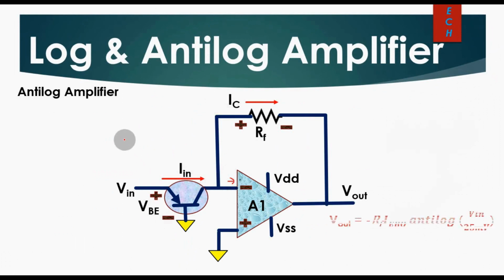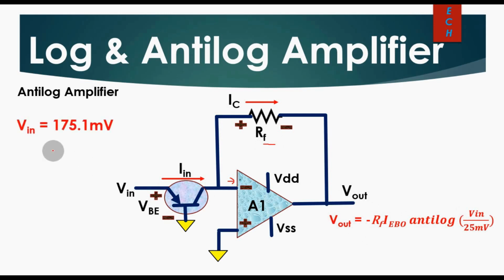So now if you want to find V out, it equals minus RF, this is RF, into IEBO, into anti-log of V in divided by 25 millivolt. You can derive this formula; I've already taken it from some reference.